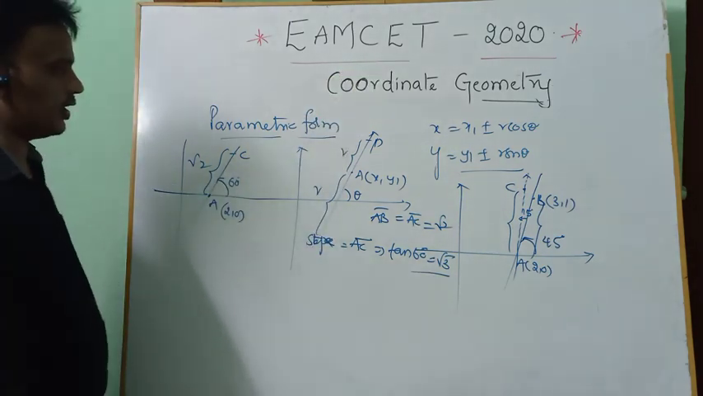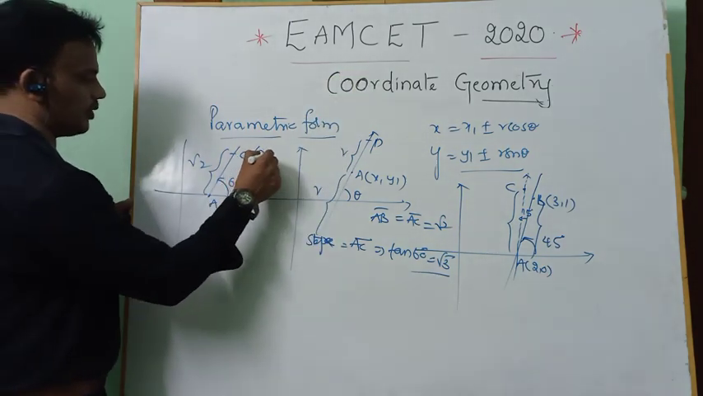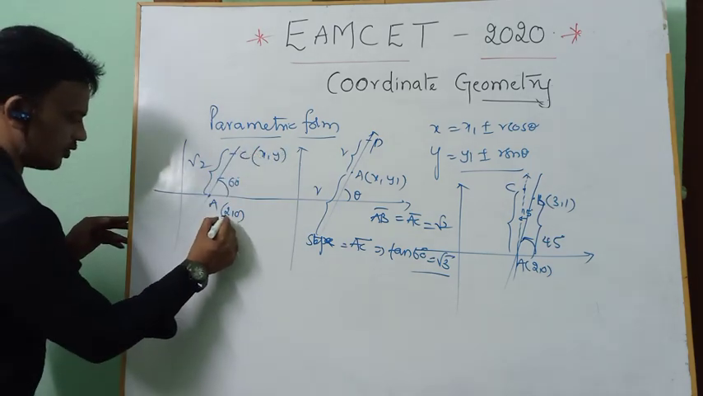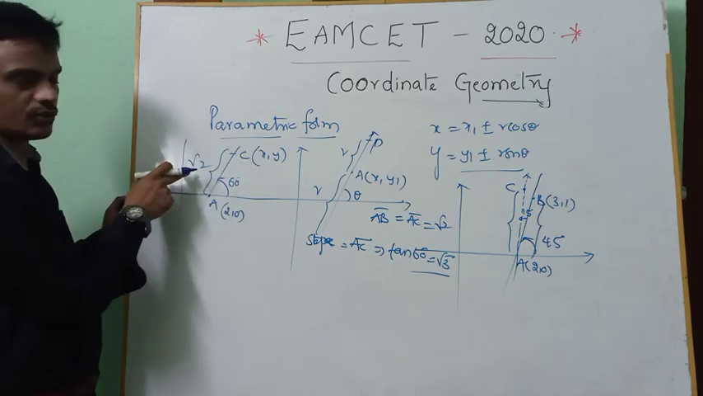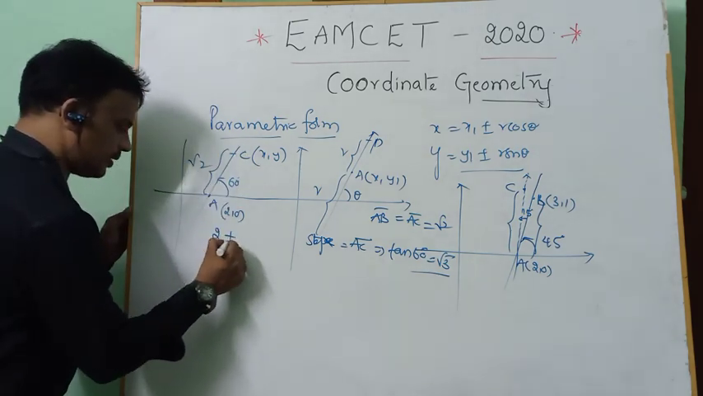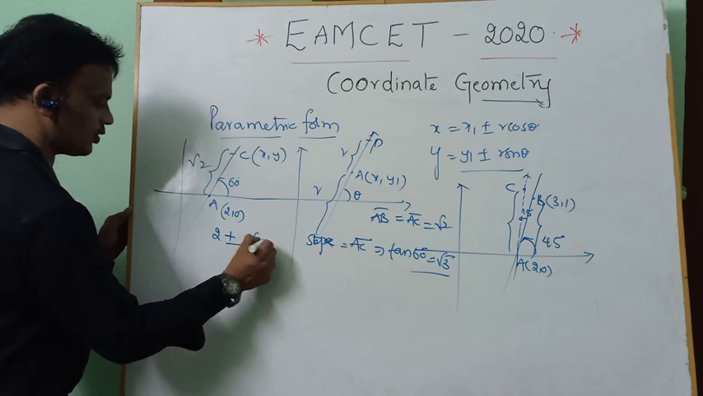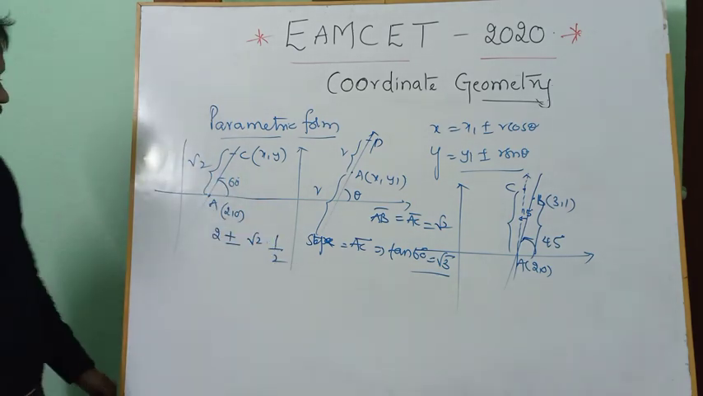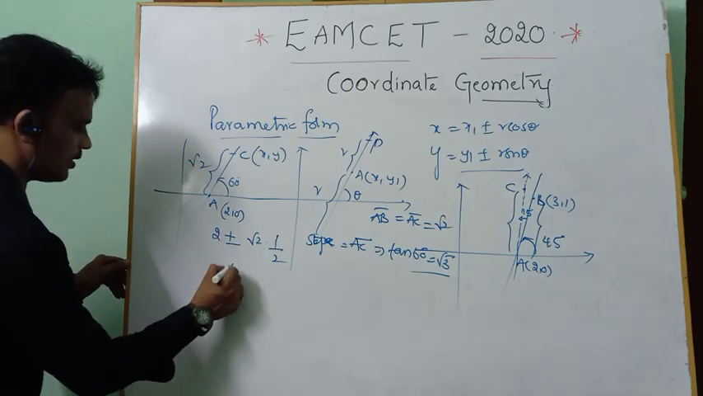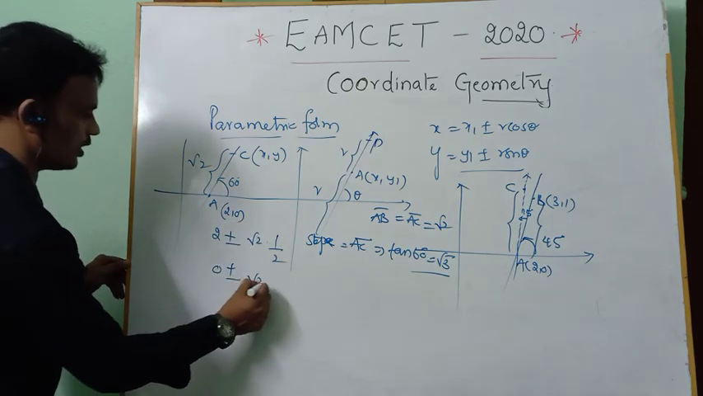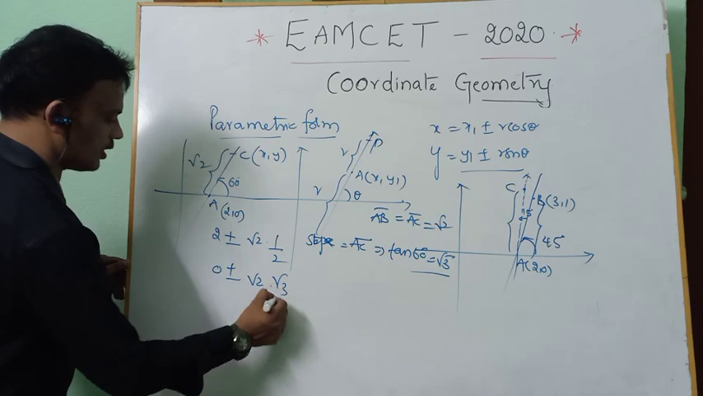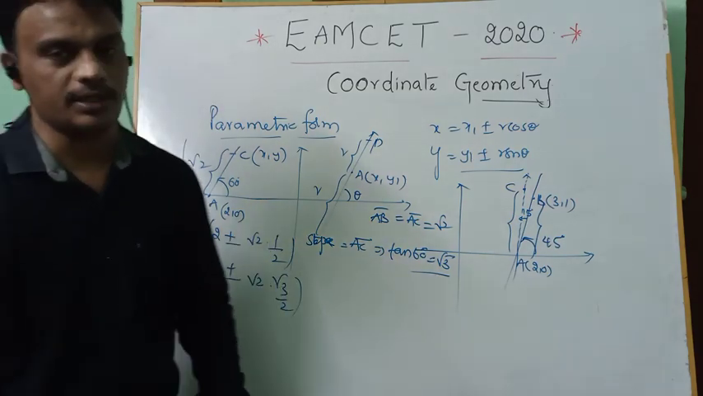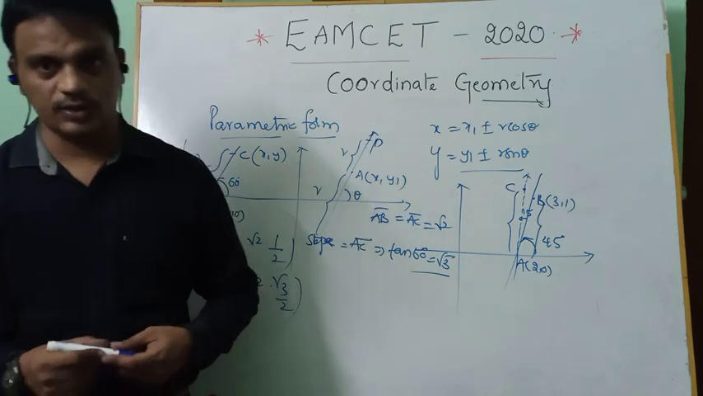The parametric equations. Now the coordinates of (x, y): x is equal to x1 plus r cos theta. So from the point (2, 0), they are at root 2 distance: x1 plus root 2 cos 60, which is 1 by 2. And y1 plus root 2 sin 60, root 3 by 2. Like this we will get the points. Parametric equations applications. Yes, please focus on that.